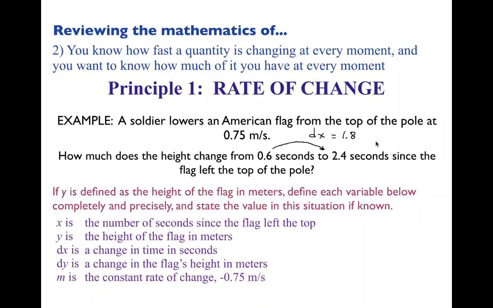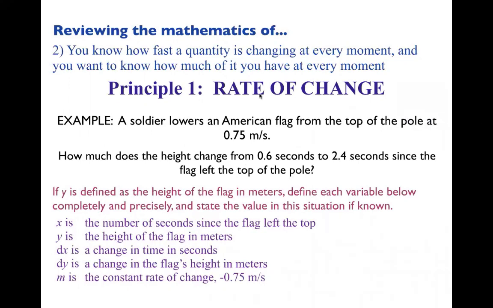But then, as a side concept, an important concept, we also want to think of dx as varying from 0 to 1.8. We'll see that more in upcoming applications. But yes, dx is 1.8, and therefore dy is negative 1.35 meters. But I also want to introduce you to the idea that dx varied as you went from 0.6 seconds to 2.4 seconds. dx itself varied from 0 to 1.8. Does that answer it? Yes, sir. Thank you. Sweet.